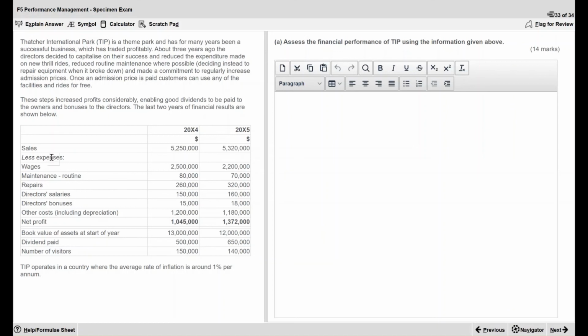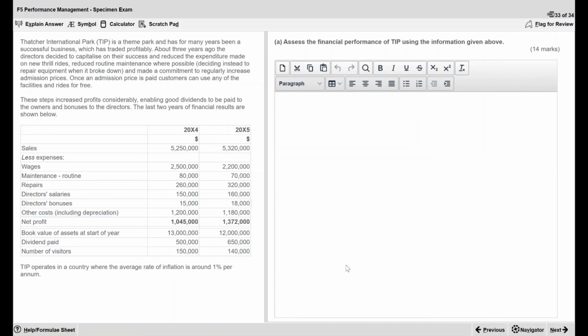So we have sales, expenses, wages, maintenance, repairs, directors' salaries and bonuses, other expenses, net profit, book value of assets at start of the year, dividend paid, and number of visitors. TIP operates in a country where the average rate of inflation is around 1% per annum.